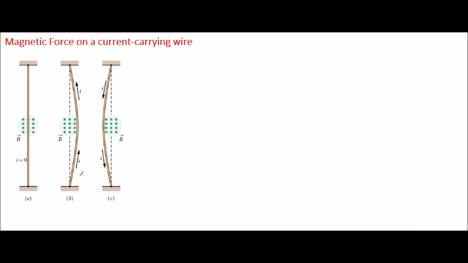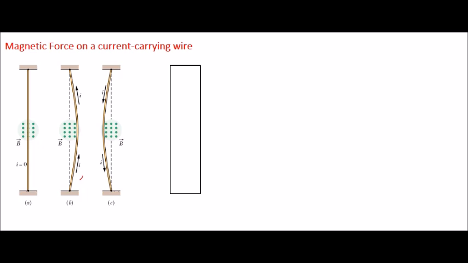I share with you a link of an experiment showing how a wire can bend up and down if we change the circulation of the current. I'm about to explain why the wire is bending like that.